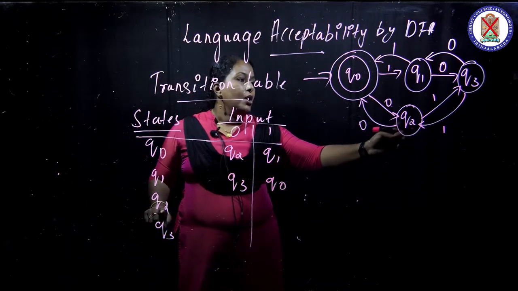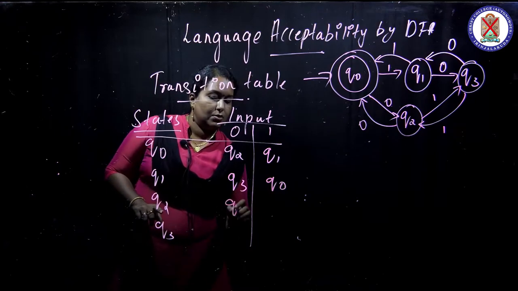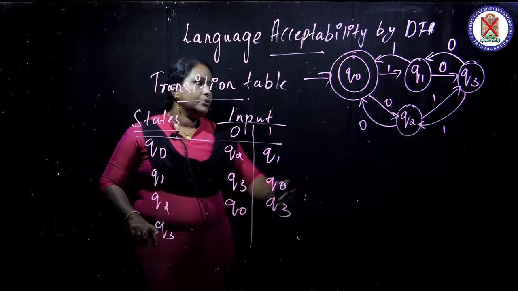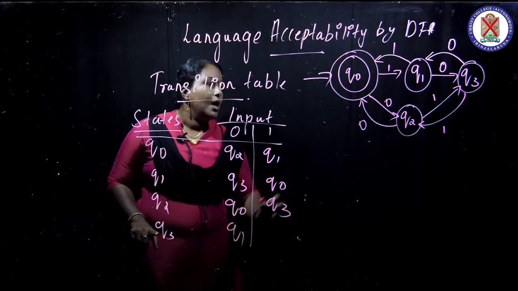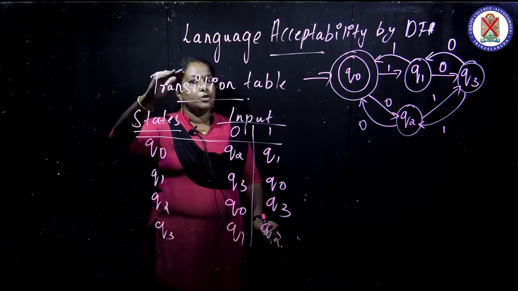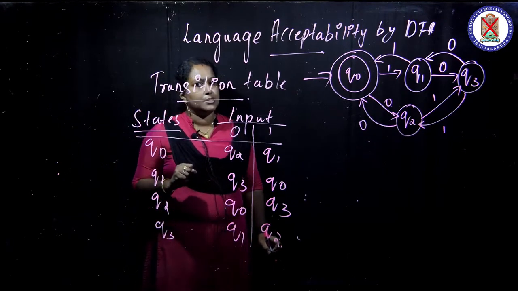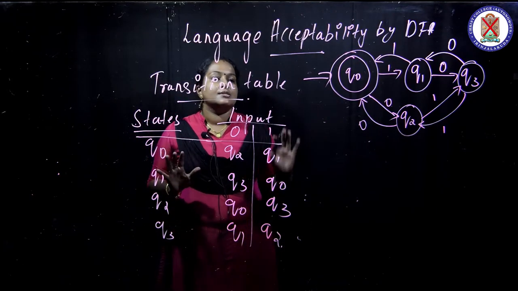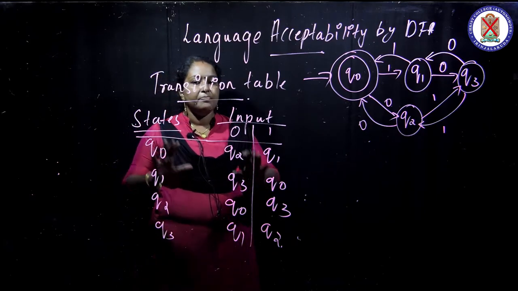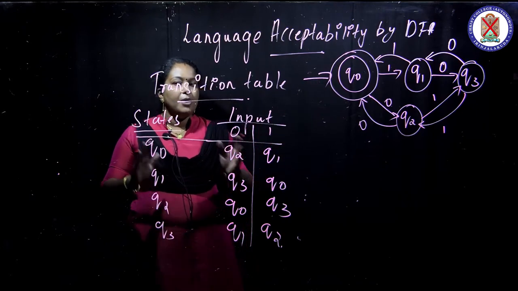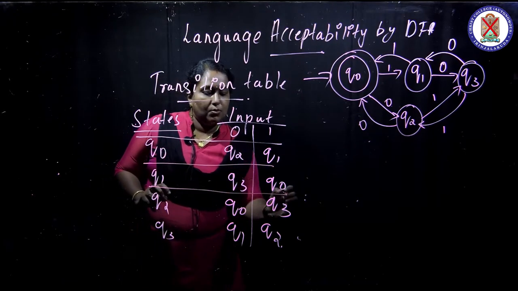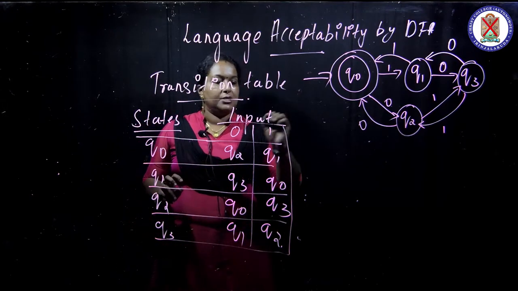Likewise, Q2 on accepting 0 goes to Q0. Q2 on accepting 1 goes to Q3. Q3 on accepting 0 goes to Q1, and Q3 on accepting 1 goes to Q2. Like that, from the transition diagram you can build the transition table representation of a DFA. Both are accepted, but the easiest is the transition diagram, because a diagrammatic representation is better. You just list the states and inputs, and specify where each goes. Now moving to our topic, language acceptability by a DFA.